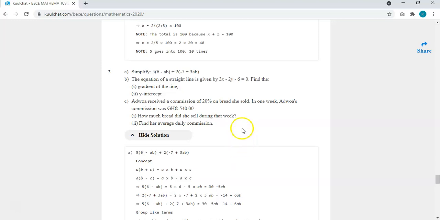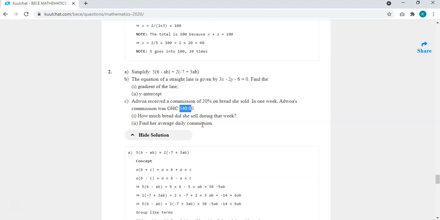Okay, so in this case too, we have 1 week. So you say daily. Daily is each day. And we know how many days we have in 1 week: 7 days. So the number of days under consideration is 7. So we look for the total commission over 7, which will give us the average daily commission. The commission, which is this one, divided by 7. We said daily, so 1 week is 7 days. Then we will be able to get the daily commission. So we divide 540 over 7. Then the answer we get will be the average daily commission.